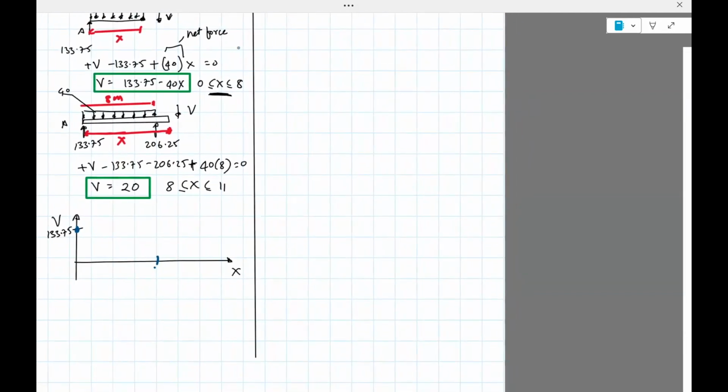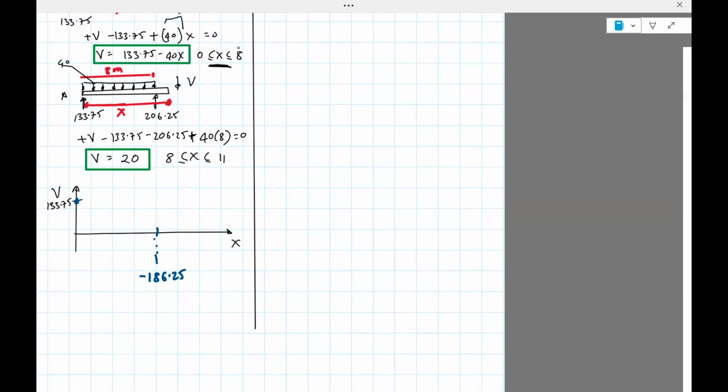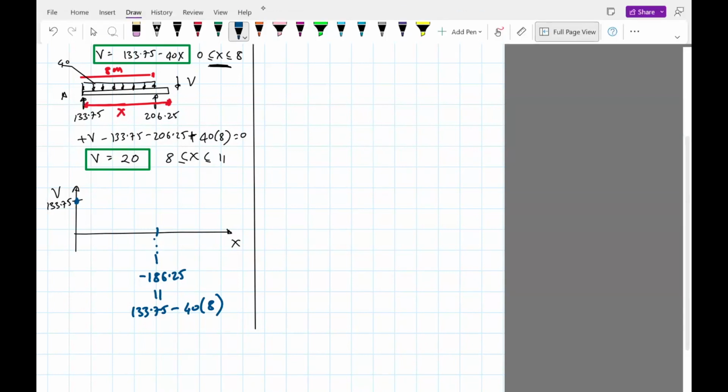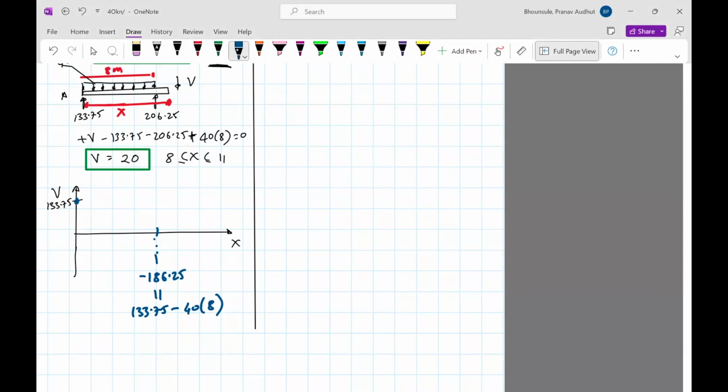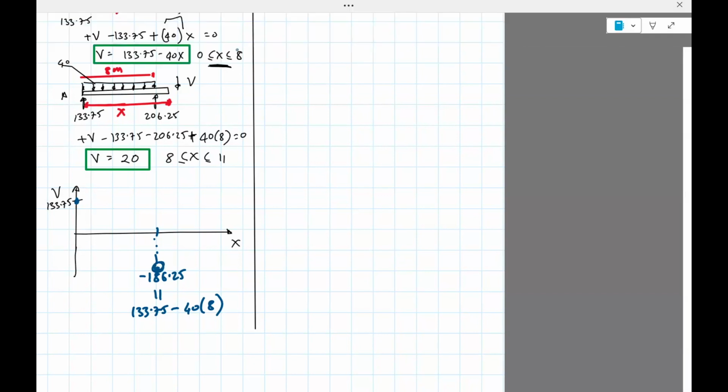So at B we have minus 186.25. How did I get it? Well, this is the calculation: 133.75 minus 40 times 8. Okay, so that gives us another point. This is one point.